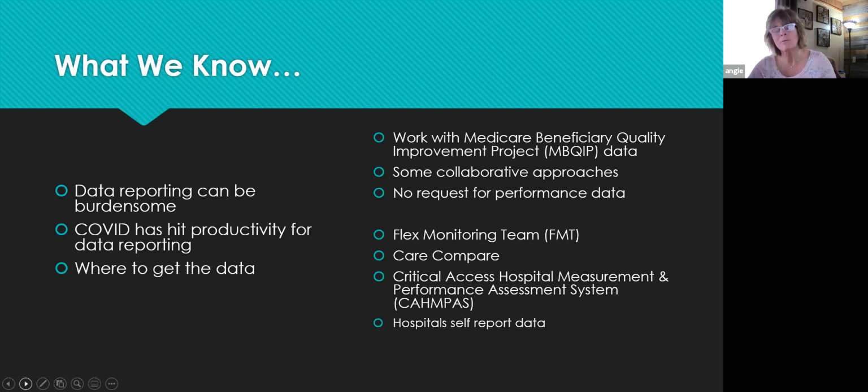And then, I read in some of our work plans and some of the questions on our pre-survey, there was no request for performance data. We know Flex Monitoring Team gives us data, Care Compare gives us data, Campus has data, and then obviously our hospitals are doing some self-reported data along the way. But again, a lot of this data is dated, so how can we demonstrate over a year's time that we made a difference when we don't have anything to show for it?